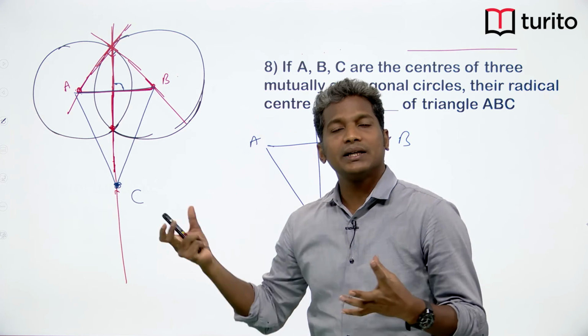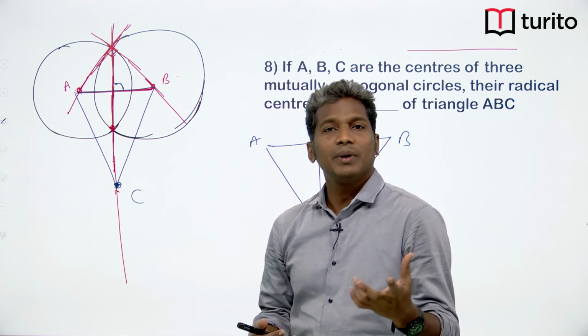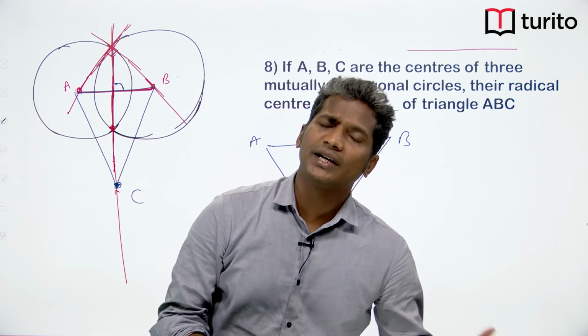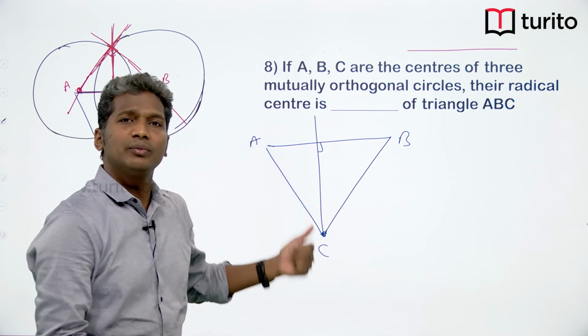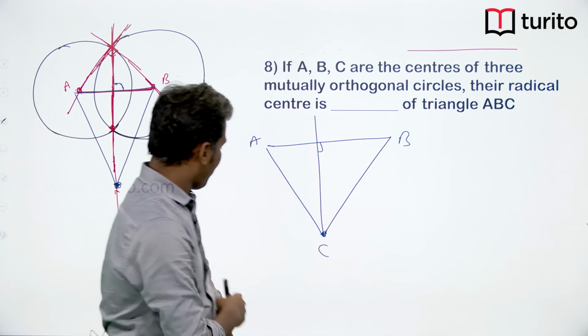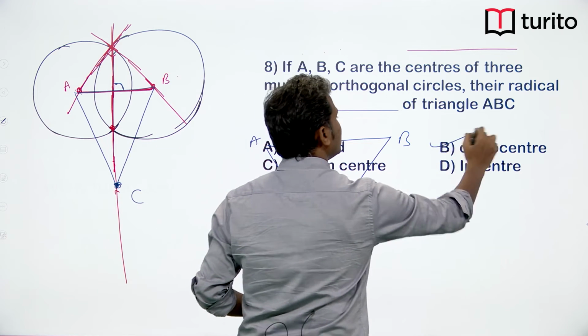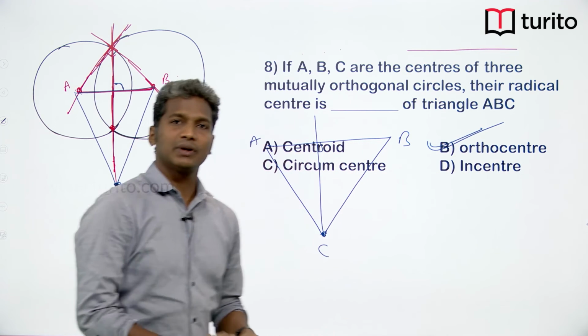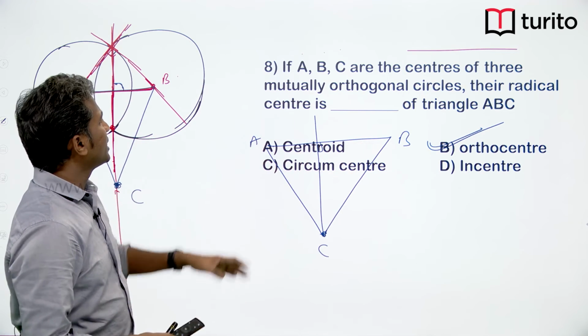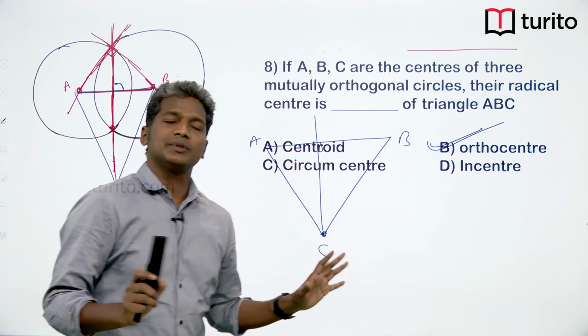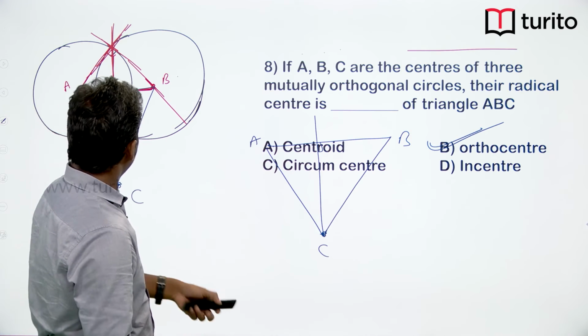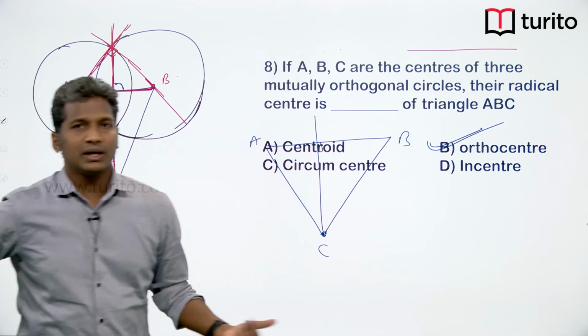Now, the radical center of these three circles will become the point of concurrency of altitudes, which will make the point the orthocenter. So, here the answer is going to be orthocenter. Okay. So, this way we can solve these questions conceptually. Okay. Now, let us proceed with another idea. Okay. So, before that, if you want to take a snapshot, take a snapshot.